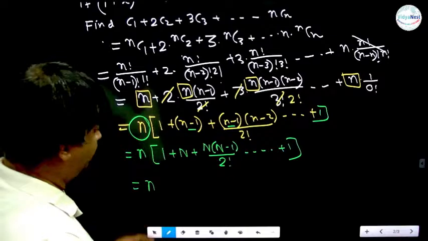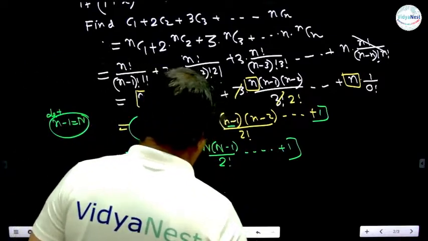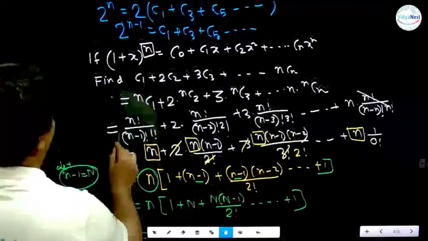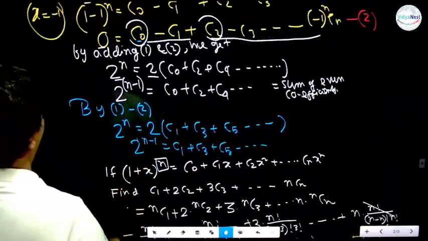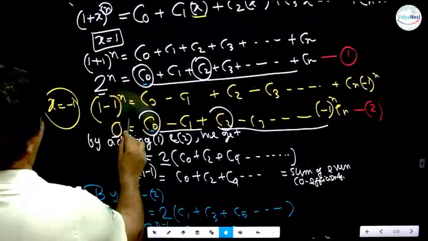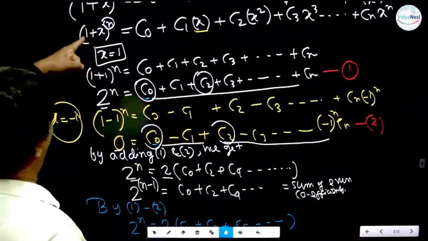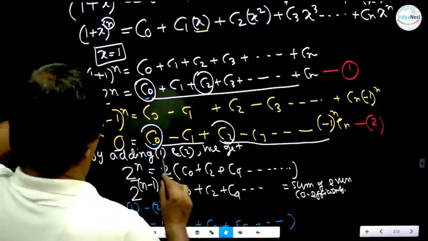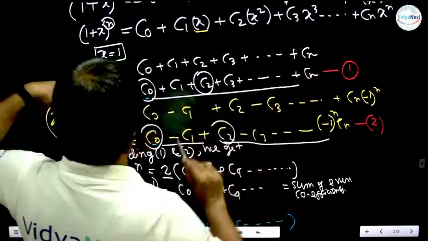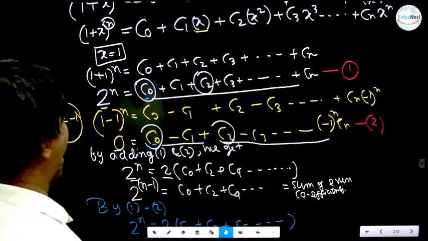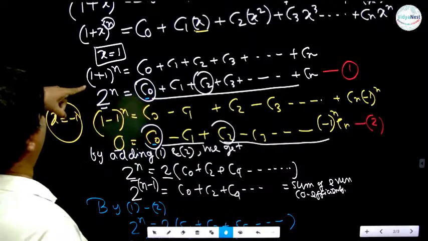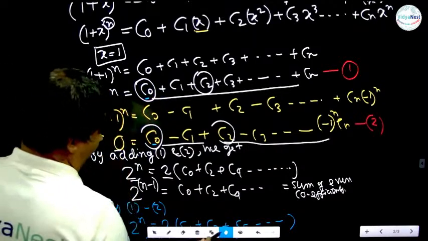Now you see, let us recall this thing. Once I had put x equal to 1, I got the sum of the coefficients. We got the sum of the coefficients, right? Understood? So this is 1 plus 1 whole to the power n.